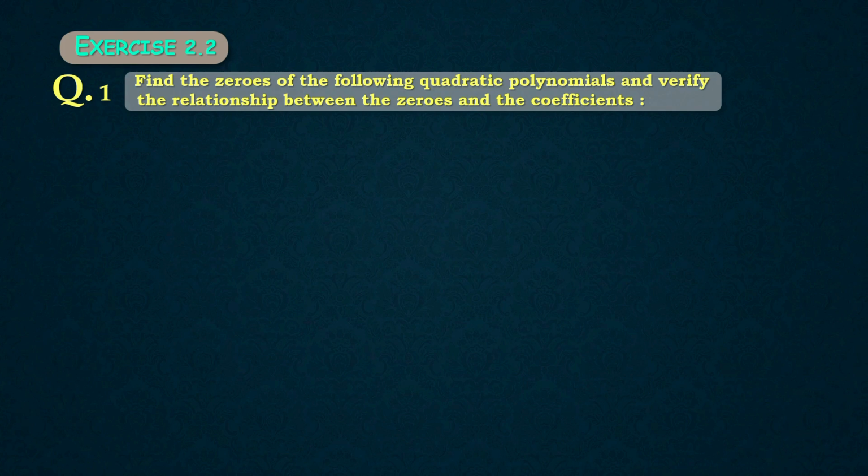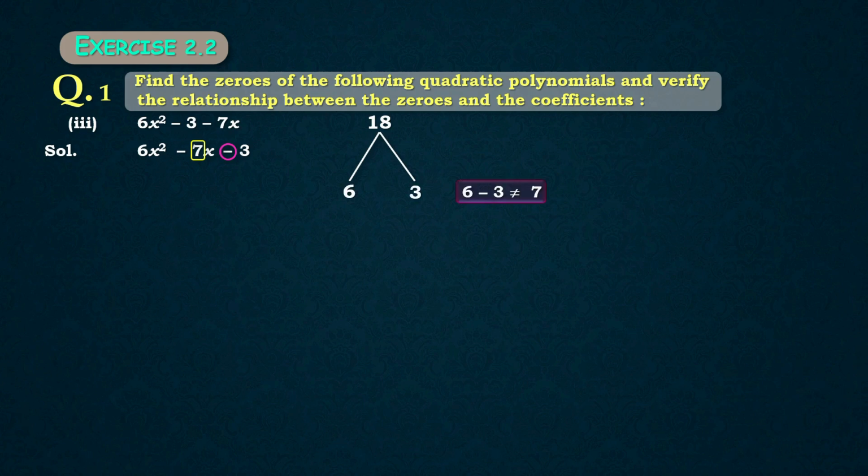Now let us solve question 1, part 3. We are given the quadratic polynomial 6x squared minus 7x minus 3. Our first step is to factor this expression. We multiply the coefficient of x squared and the constant term. 6 multiplied by minus 3 gives minus 18. Now we need two numbers whose product is minus 18 and whose sum is minus 7. Those numbers are minus 9 and plus 2.